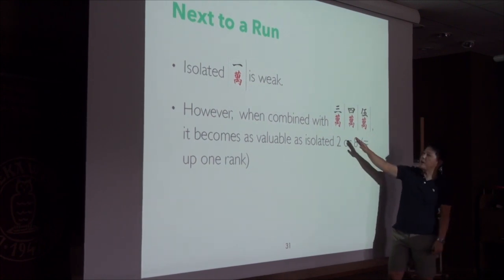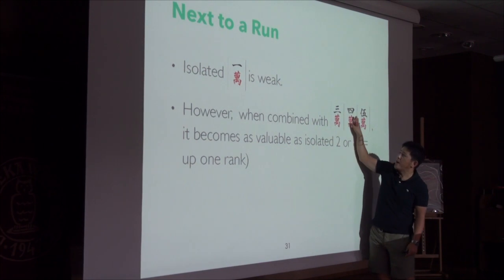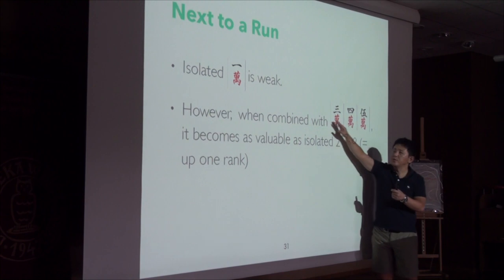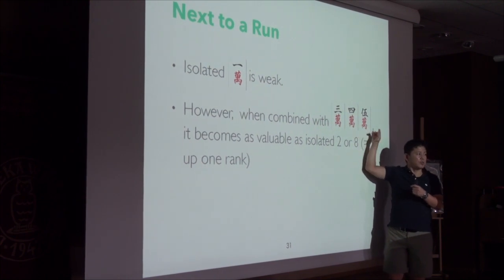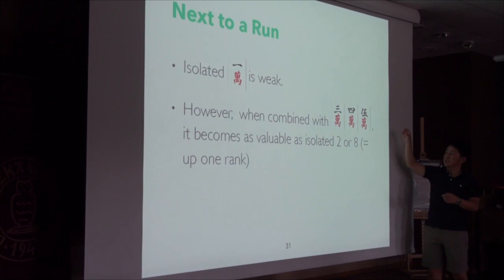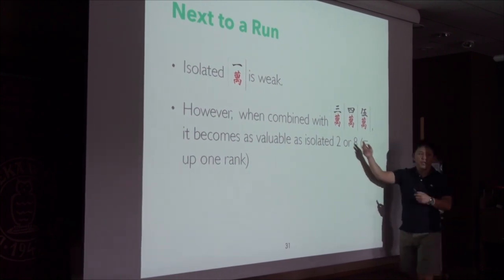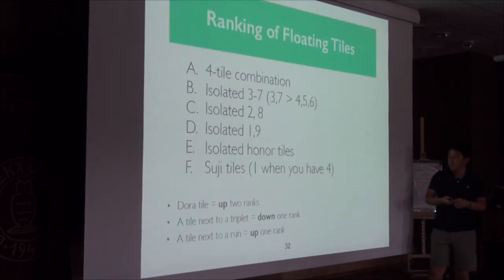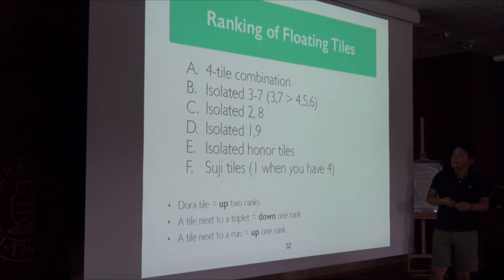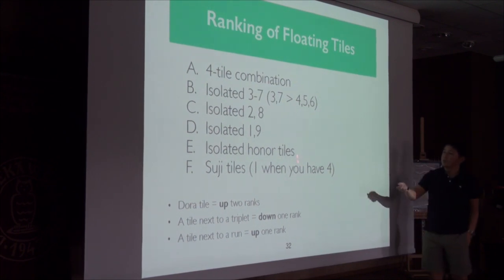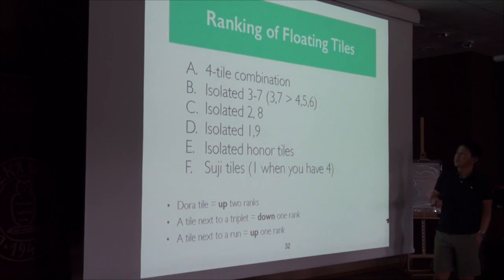So the reason is that when you have 3, 4, 5, in addition to 1, a draw of 2 will create a side wait, 3, 6 wait, right? 1, 2, 3, 4, 5, right? Or a draw of 6 will create a closed wait in addition to a draw of 3, right? Right. So yeah, I have covered all the points of the ranking.